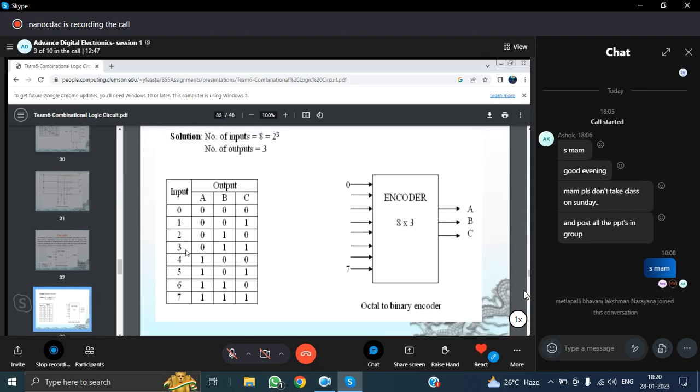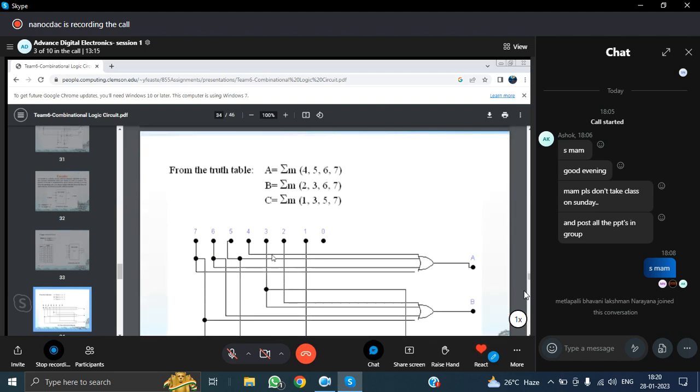So how do you design an encoder for 8 inputs? These are the outputs: 0 0 1, 0 1 0, 0 1 1, like this. So for inputs 0 to 7, 8 inputs, how many outputs are you getting? 8 is nothing but 2 power 3. So this power is indicating how many outputs you are getting for the encoder.